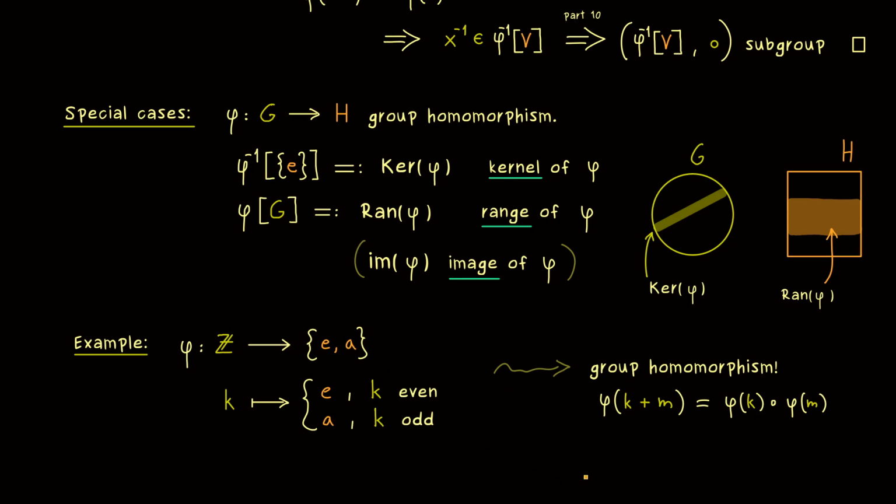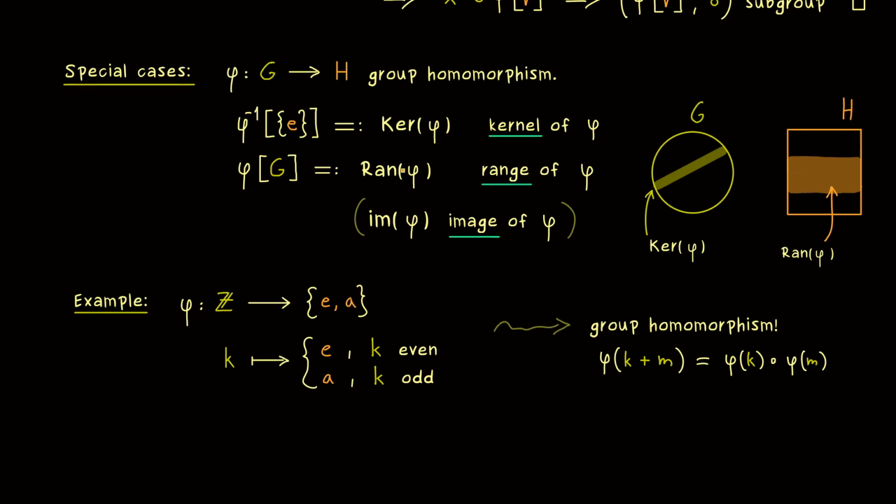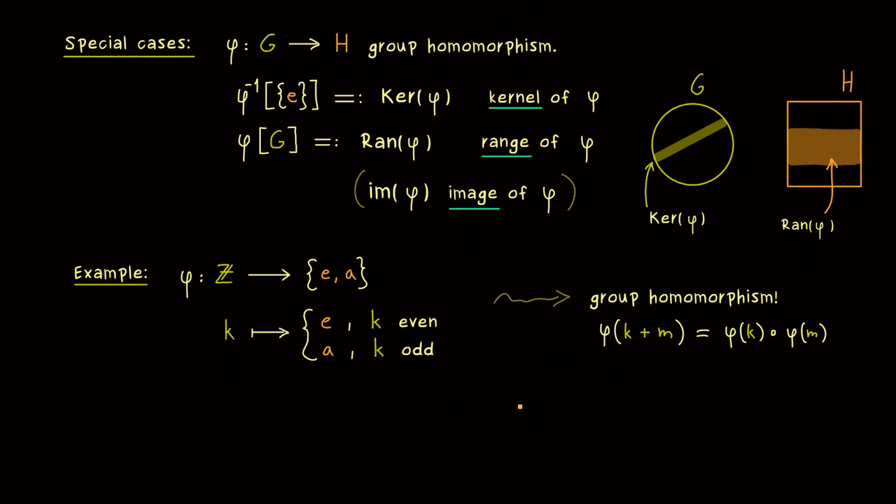Okay, and now the question I have here is, what is the kernel of phi in this case? So by definition, these are all the elements in Z that are sent to E. So in short, we just have all the even numbers here. And the common notation would be to write 2Z. So we get that the even numbers form a subgroup in Z. And moreover, this subgroup can be written as the kernel of a homomorphism.